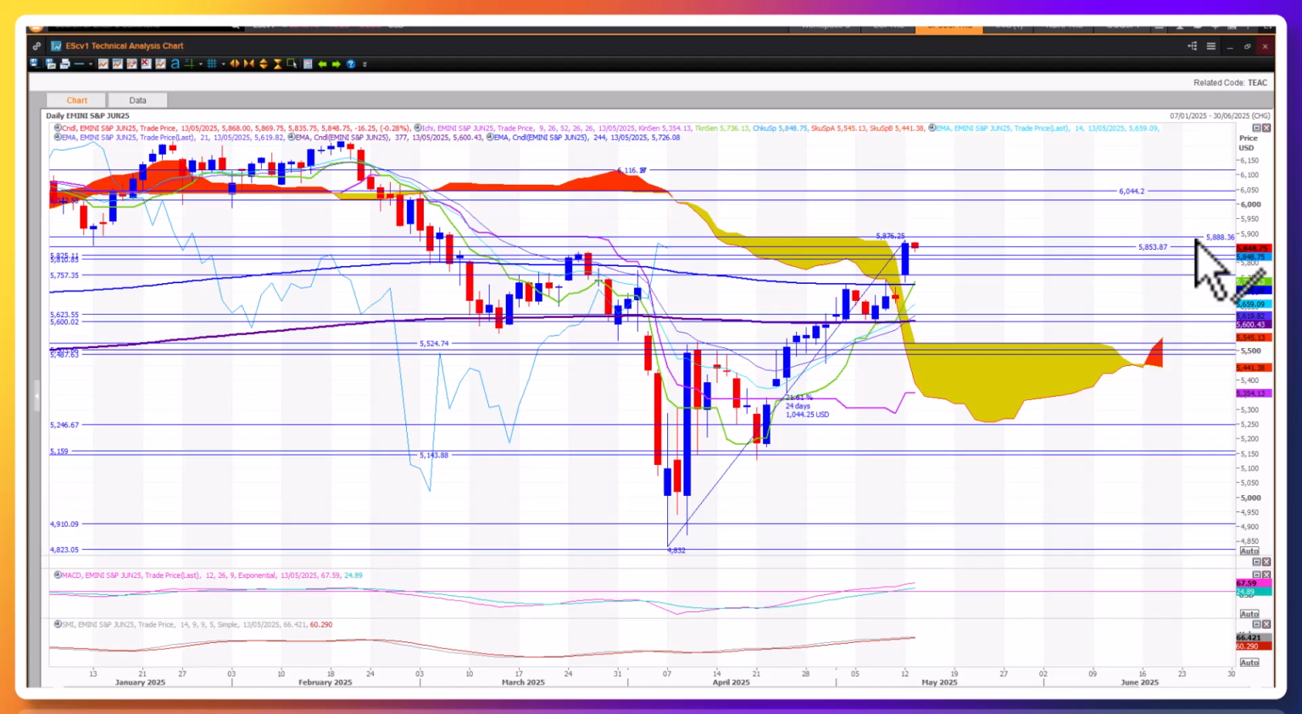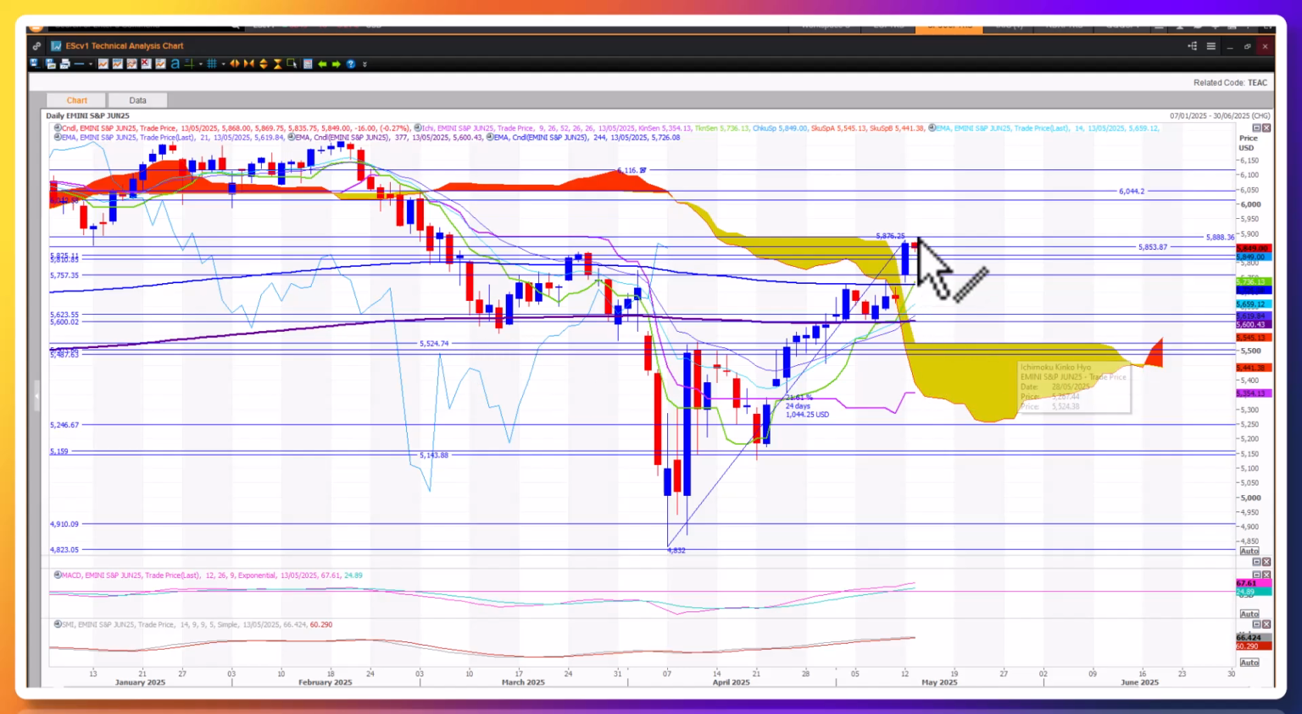If the 5888 resistance holds, then we've got downside risks as low as this top end of the Ichimoku cloud. That could roughly be between a 38% and a 50% Fibonacci retracement of this entire move. And the first level of support would be the moving averages there, second one there, and then this zone here, this 5524 is the downside risk target.